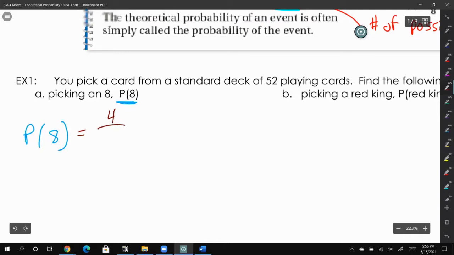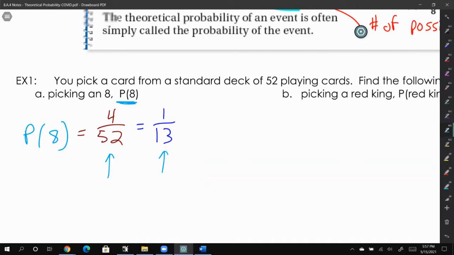So this would be 4 out of 52. A success would be picking one of those 4 8s from the deck of cards, and we have 52 cards total. So you could leave the fraction like that, or you could also simplify it to 1 out of 13. Either way is okay, and they both have their uses. Not reducing it tells you that there are 4 8s out of 52 cards total, and the reduced fraction just tells you it's a more meaningful fraction for us to work with.